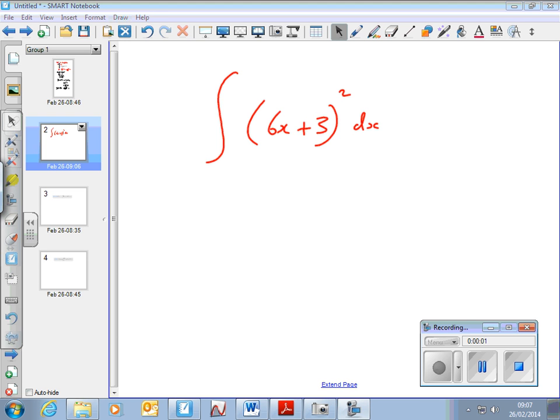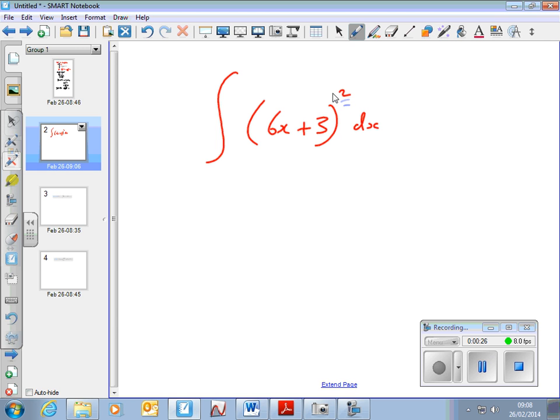So let's have a look at another example of this, using the substitution to do it. I'm going to do this one slightly differently and then show that the substitution gives the same answer. Because actually, with this example, which is why I picked squared, I could multiply out these brackets and then integrate each bit separately. So let's try that.